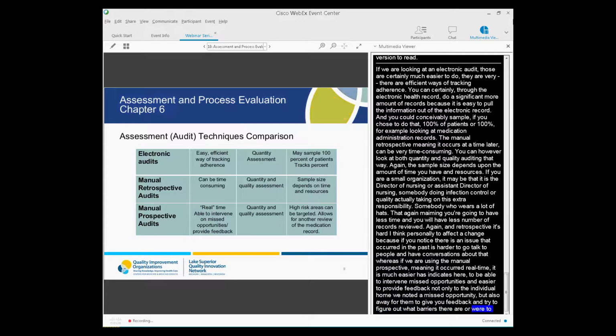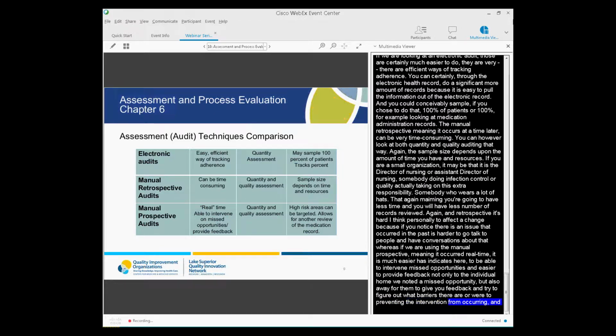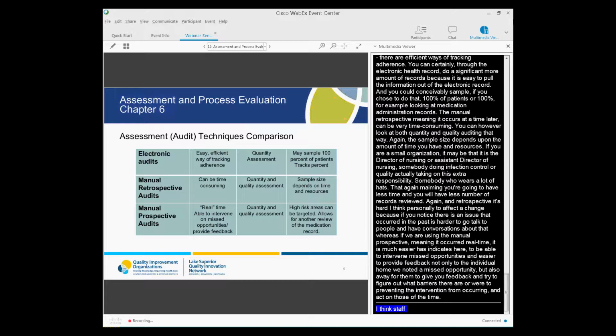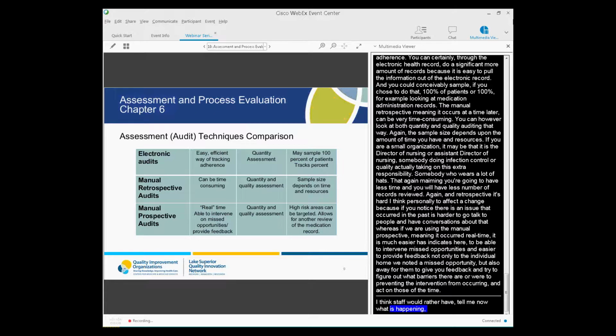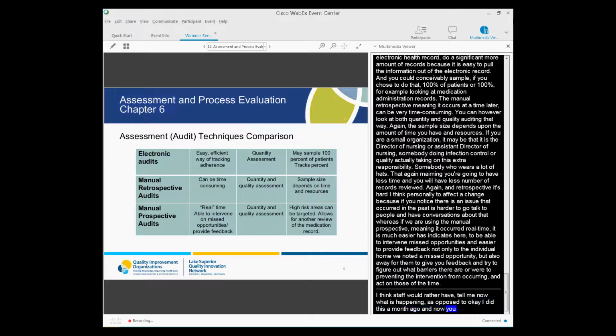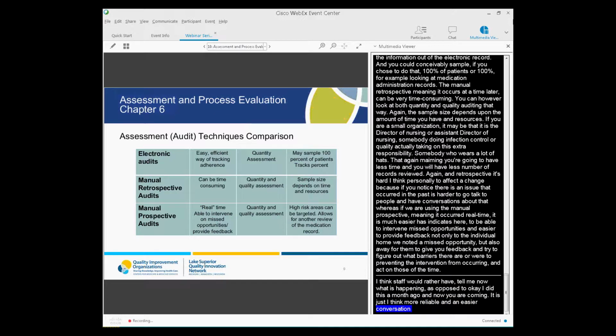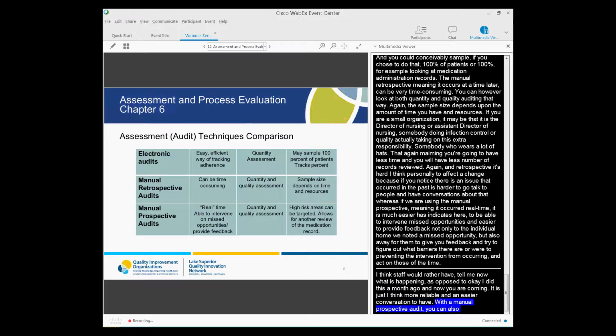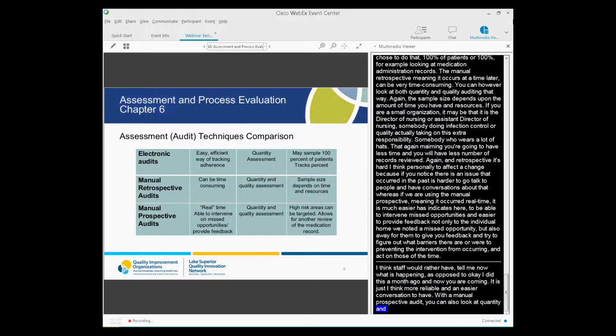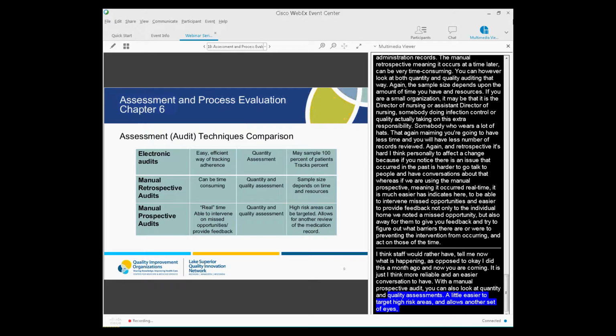And I think staff would rather have, tell me now what's happening as opposed to, okay, I did this a month ago and now you're coming. So it's just, I think, more reliable, and it's an easier conversation to have. With a manual prospective audit, you can also look at quantity and quality assessments, and it's a little easier to target high-risk areas, and it allows another set of eyes on, for example, the medication record. So it's just somebody else coming through and taking another look relatively quickly following, for example, let's say the admission, and being able to catch things really quickly. So there's, I think, some value in doing prospective auditing.